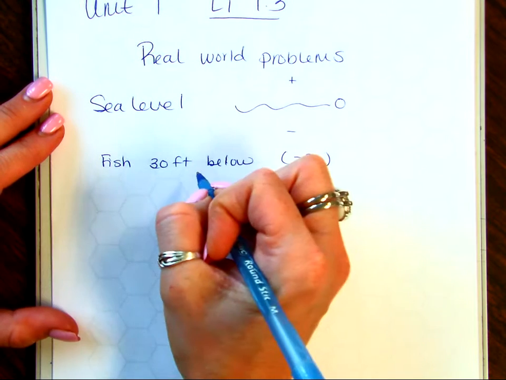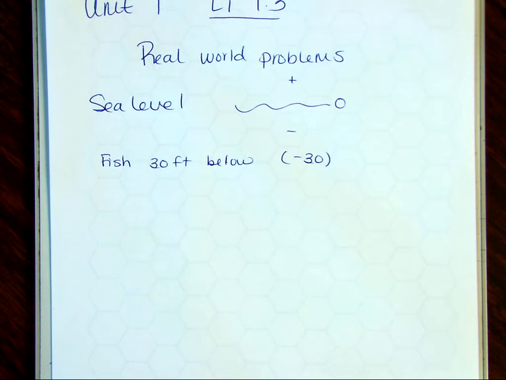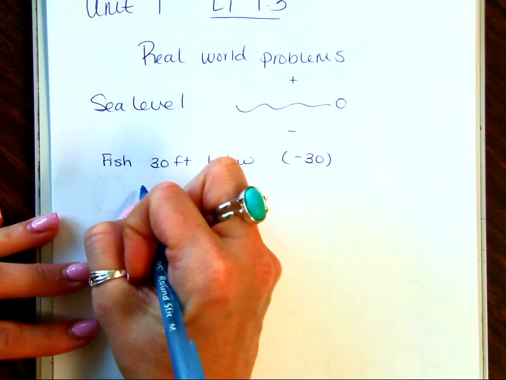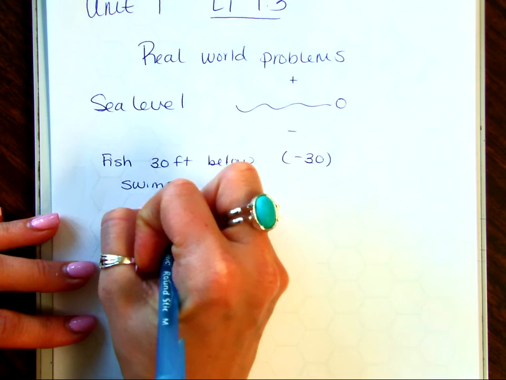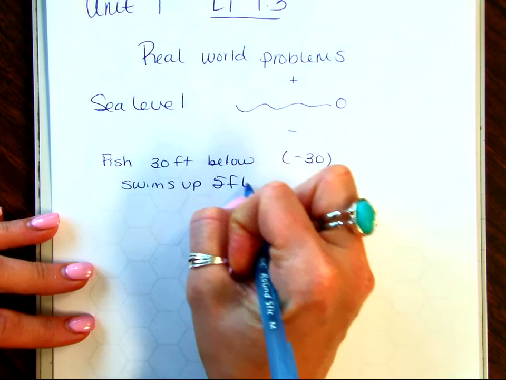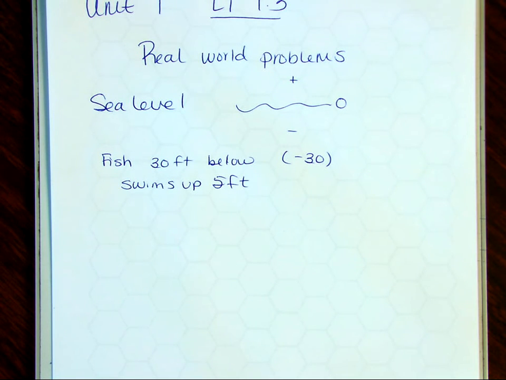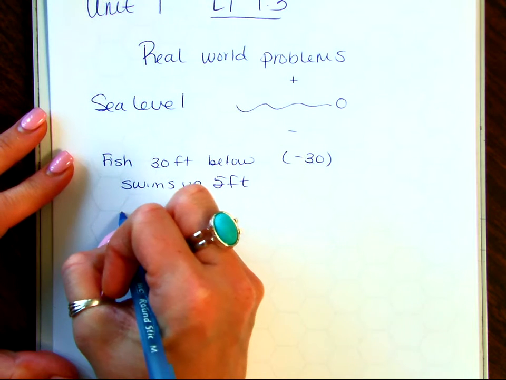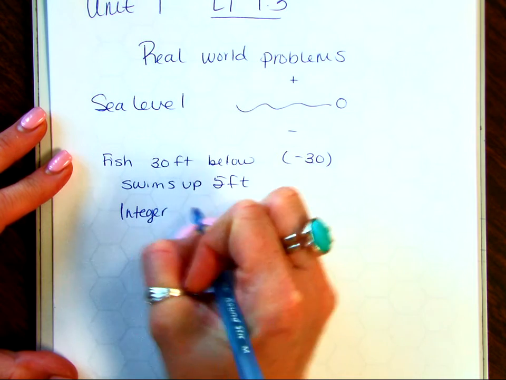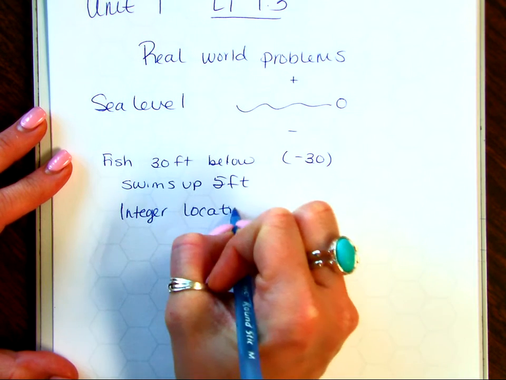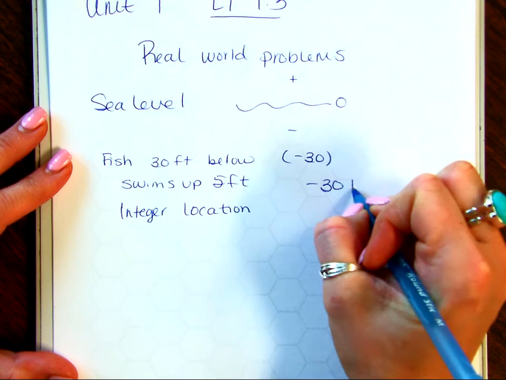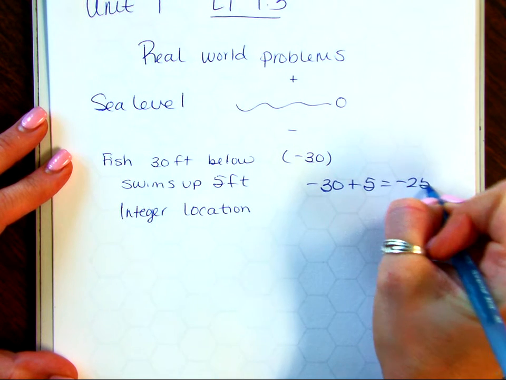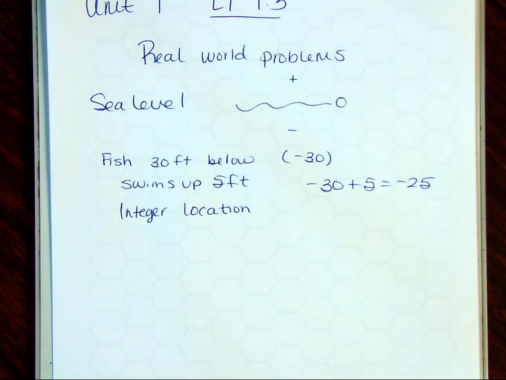Okay, so let's say then in 8th grade we're going to add to this. So this fish is swimming 30 feet below sea level. It sees another fish that it's ready to eat, and it swims up 5 feet, just to keep the numbers easy here. Okay, so then I'm going to ask you, what integer represents the location of the fish now? So what integer, in this case, represents its location in relation to sea level? So this is down 30, up 5, which represents 25 feet below sea level still, okay?